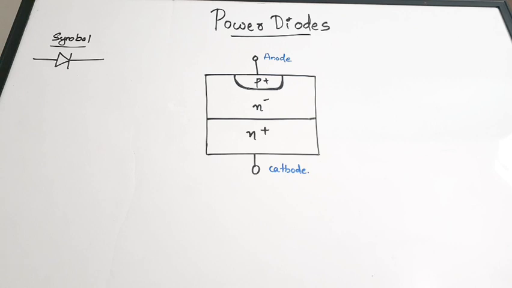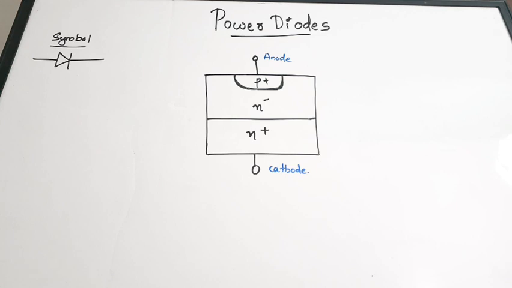So in this video, we are going to discuss the power diode. This is the very basic component of power electronics. We know that diodes have a variety of applications. They can be used in rectifiers, converters, voltage regulators, etc. Especially in the case of power electronics, diodes have a lot of applications.